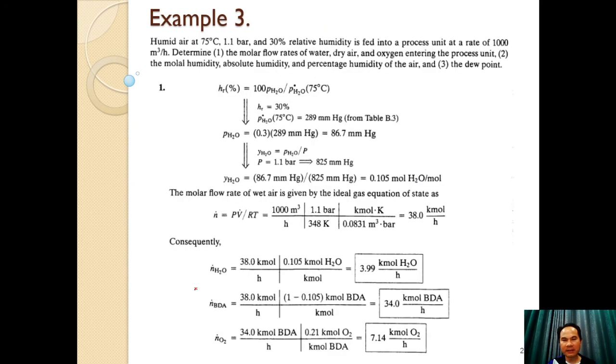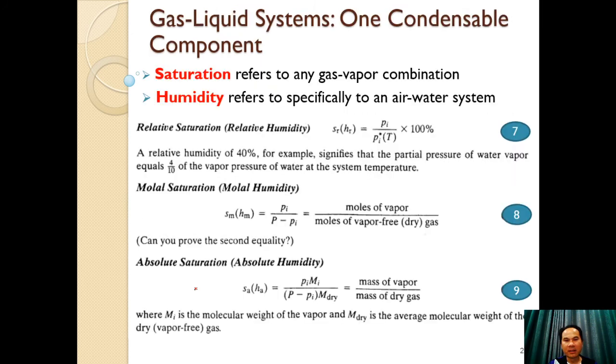We talked about this three slides before the break: the gas-liquid system with one condensable component, like the air-water system. Saturation refers to a general gas-vapor combination, and humidity also refers to saturation, but only for the air-water system. Saturation is for the general gas-vapor system. If you talk about humidity, we refer only to the air-water system.